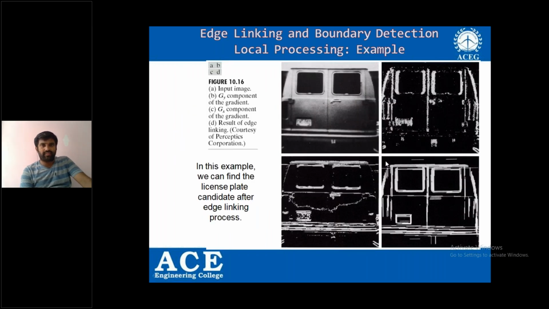Example here. For example, it is an image captured from a traffic light camera, right? So here, if I apply the gradient along the x direction, this is the result. Along the y direction, this is the result. And here, we are unable to identify the edge of the number holder, that is, how far it extends. So by using this particular edge linking procedure, we are able to retrieve the boundary of the registration number holder, right?